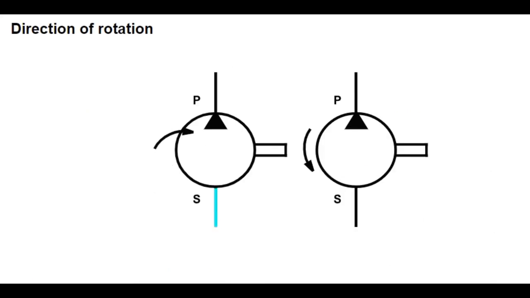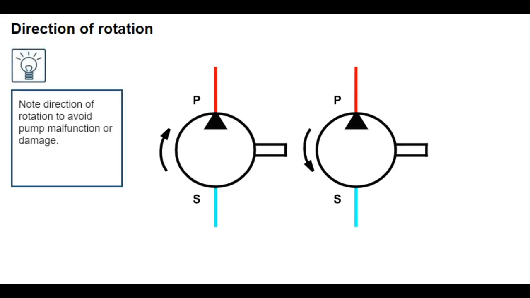Hydraulic pumps can be designed to rotate clockwise or counterclockwise or be reversible. This direction of rotation must be observed when running the pump. Running the pump in the wrong direction of rotation for extended periods can result in malfunction and even damage. The direction of rotation is indicated to the user by the circuit symbol for the pump.